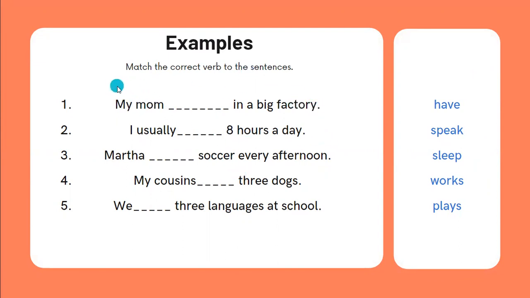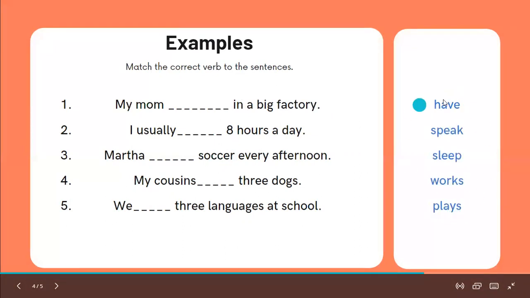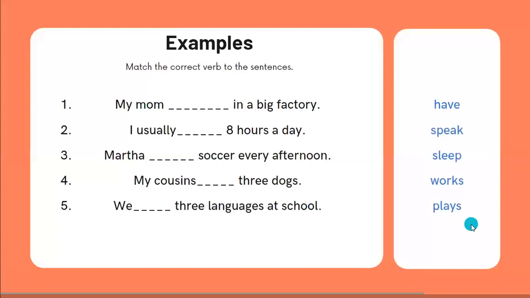For example, number 1, my mom blank in a big factory. You have here a set of verbs, and the most adequate, remember that my mom is she, is the pronoun she. So the only verb that would fit over here is: my mom works in a big factory. Mi mamá trabaja en una industria grande.